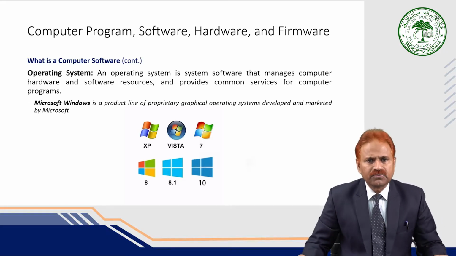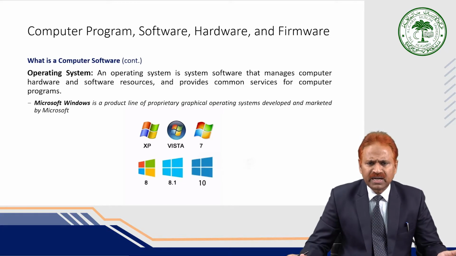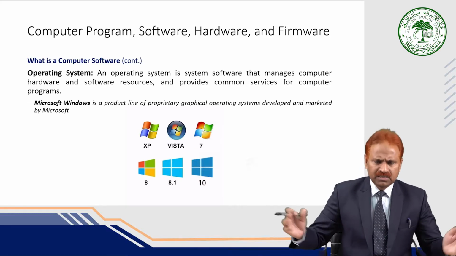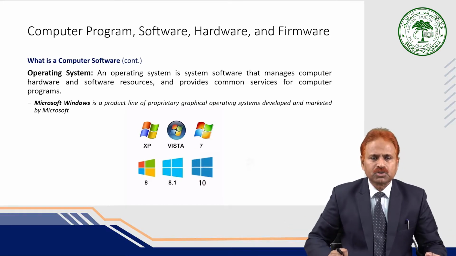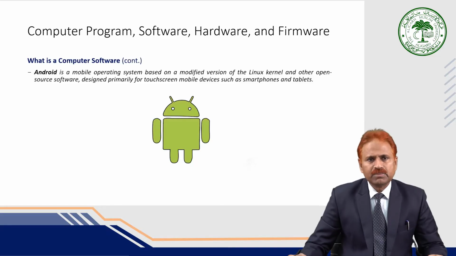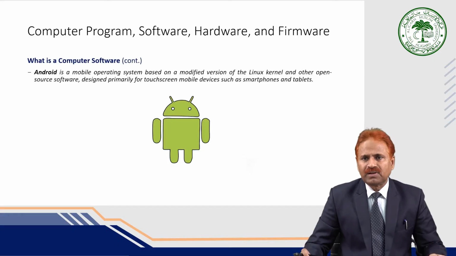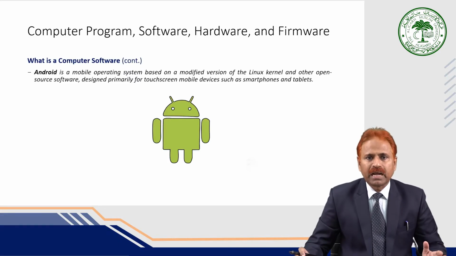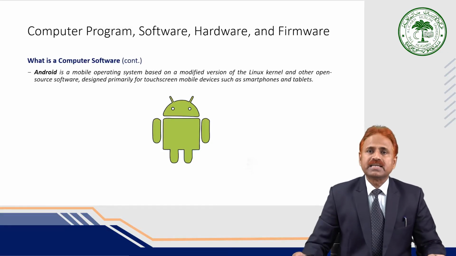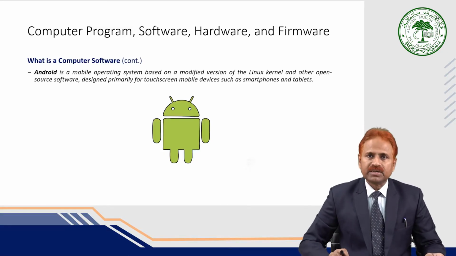Some of the examples of various versions of Microsoft Windows are XP, Vista, Windows 7, Windows 8, 8.1, 10, Windows 11. So these are some of the examples of various versions of Microsoft operating system. Similarly, we do have the Android operating system. It is a mobile operating system based on a modified version of the Linux kernel and other open source software, designed primarily for touchscreen mobile devices such as smartphones and tablets.